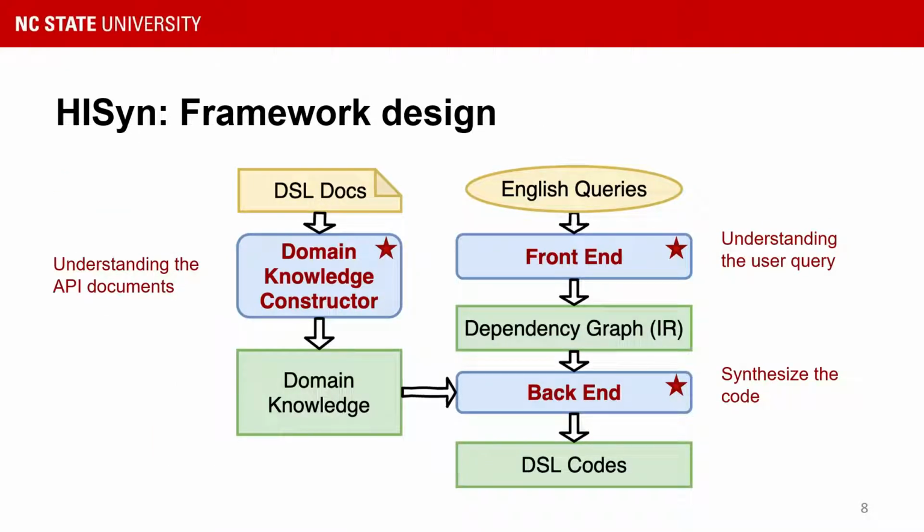Okay, so now let's try and get a better understanding of how this HiSyn tool works. So shown here is an overview of the framework for HiSyn. This framework features a modular design, which is comprised of three main components. The first of which is the domain knowledge constructor, which processes the API documentation and grammar used during code synthesis for each domain. Next, there's the front end, which uses natural language processing to translate each natural language query into a dependency graph, the intermediate representation used during code synthesis.